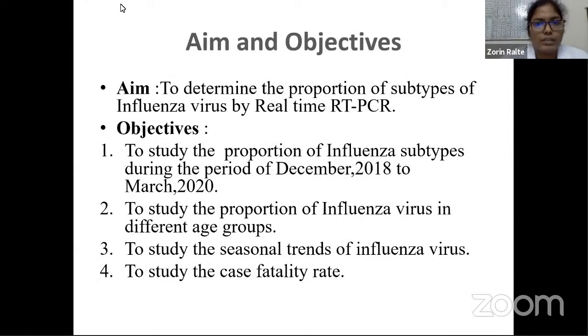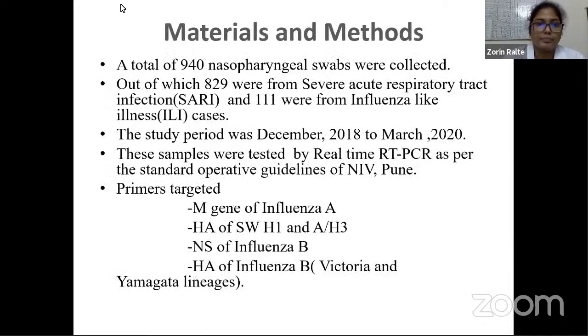My aim is to determine the proportion of subtypes of influenza virus by real-time RT-PCR, and my objectives are to study the proportion of influenza subtypes during the period of December 2018 to March 2020, to study the proportion of influenza virus in different age groups, to study the seasonal trends of influenza virus and its case fatality rate.